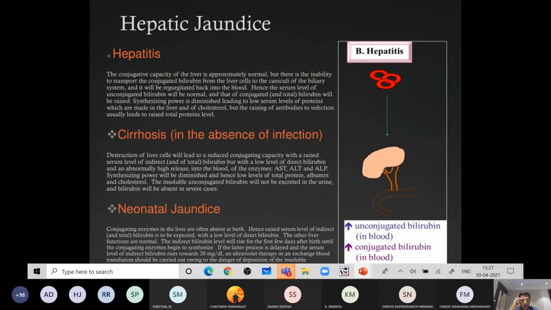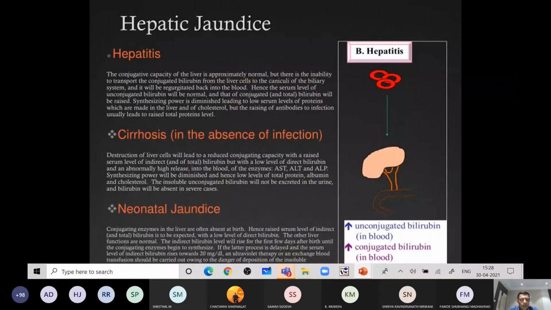Hepatic jaundice, see hepatitis: the conjugating capacity of the liver is approximately normal, but there is an inability to transport the conjugated bilirubin from the liver cell to the canaliculi of the biliary system, and it will be regurgitated back into the blood. Hence, the serum level of unconjugated bilirubin will be normal. That of conjugated and total bilirubin will be raised.